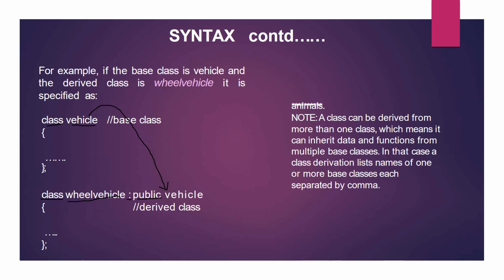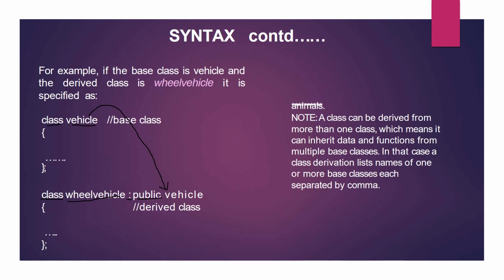Now, how to create a derived class? Class is a keyword followed by the derived class name and followed by a colon, which is followed by an access specifier, and after that you have to give the base class name. Now, the wheeled vehicle is derived from the class called vehicle. Here we have an important note: a class can be derived from more than one class, which means it can inherit data and functions from multiple base classes. In that case, a class derivation lists the names of one or more base classes, separated by a comma. This is how we are going to create a derived class from the base class.